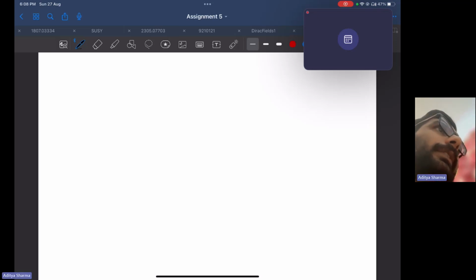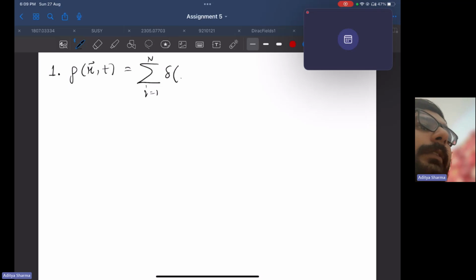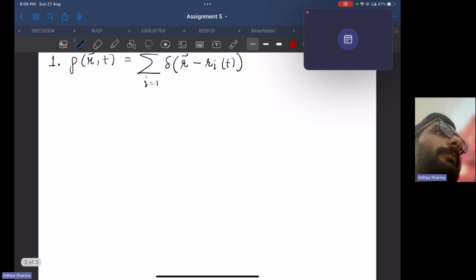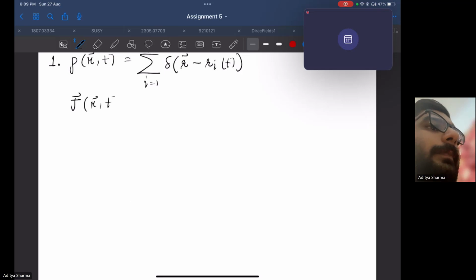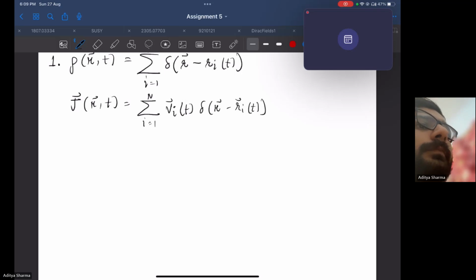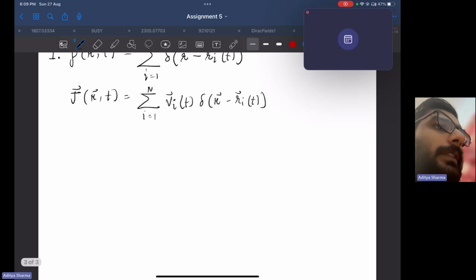The equation of continuity was derived by first defining the density of particles as the sum over all the particles of the Dirac delta of position minus the position of the ith particle, which follows some trajectory. And the current is defined as this.